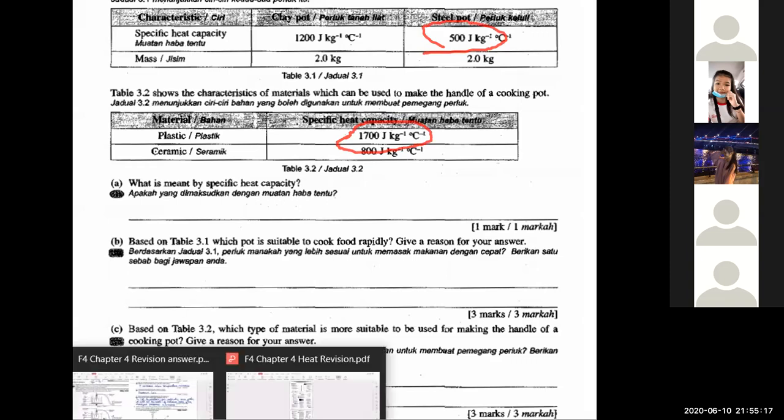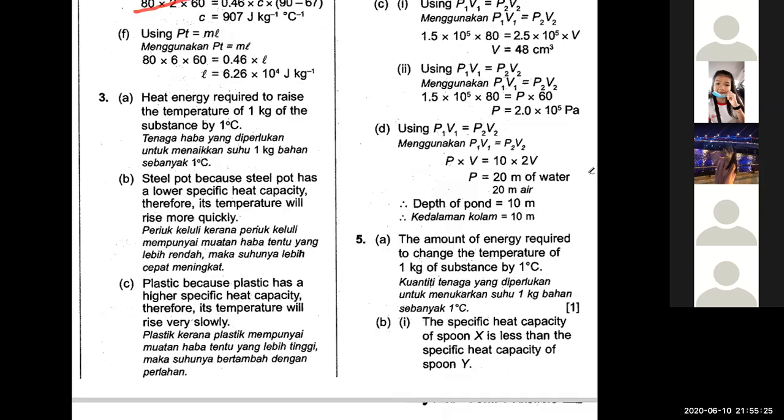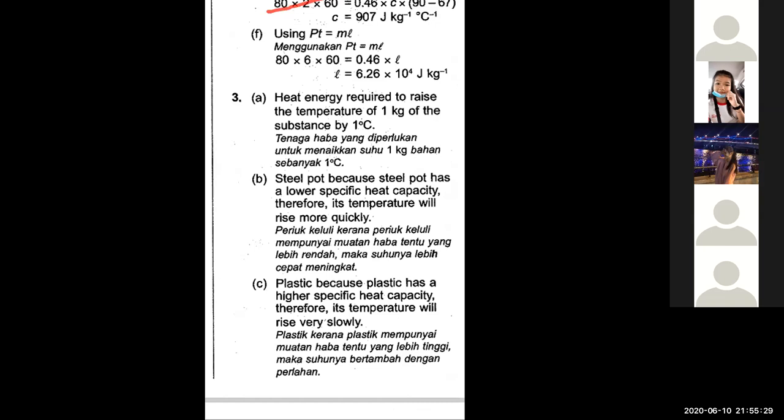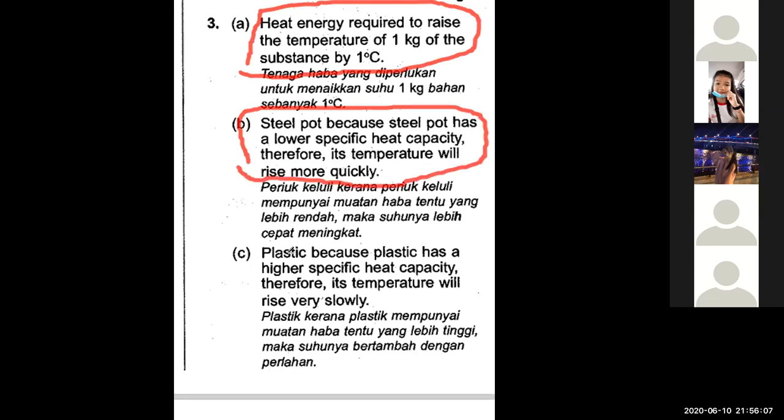All right, now check the answer. Okay, the answer is here. Heat energy to raise 1 kilogram by 1 degree, just now. You choose the steel pot, which has a lower specific heat capacity, so the temperature rises more quickly. We choose plastic because plastic has a higher specific heat capacity, so the temperature will rise very slowly. Okay, copy all the answers. First answer is here. Second answer is here. And the third, which is plastic, the answer is here.